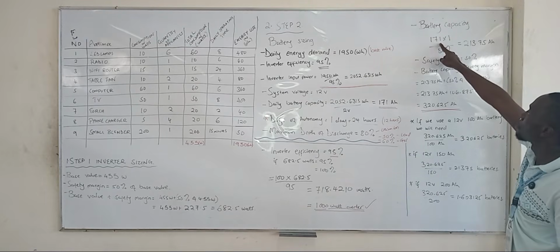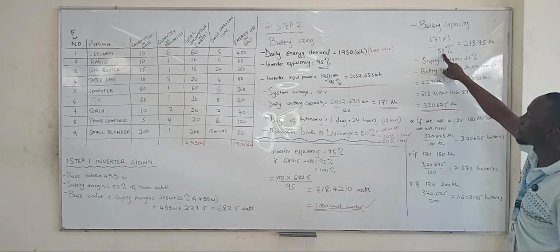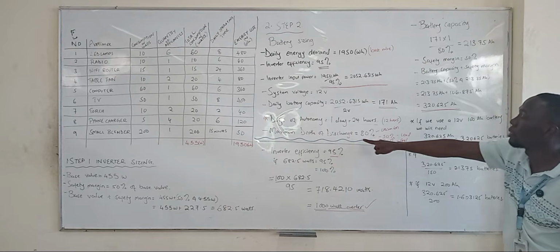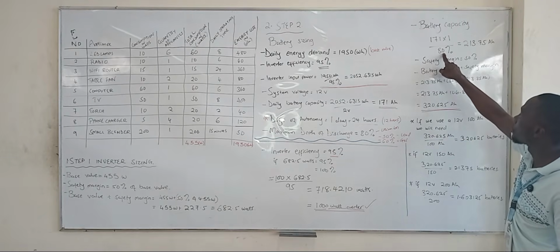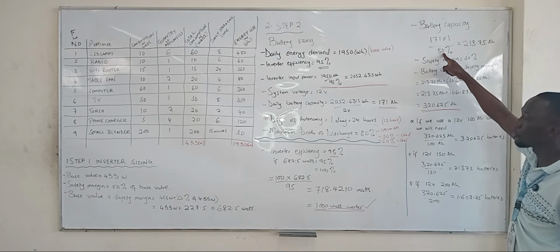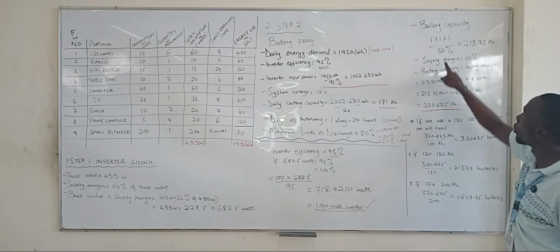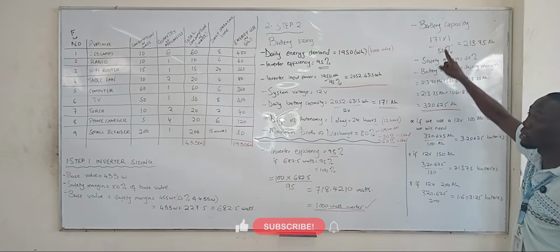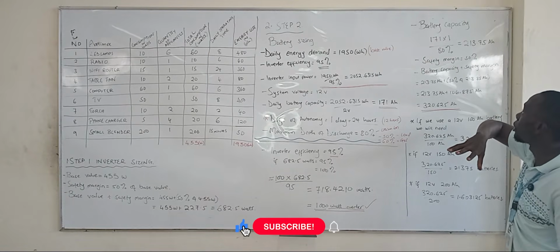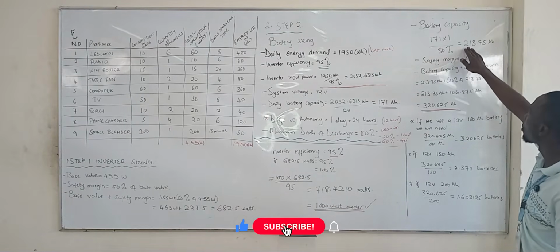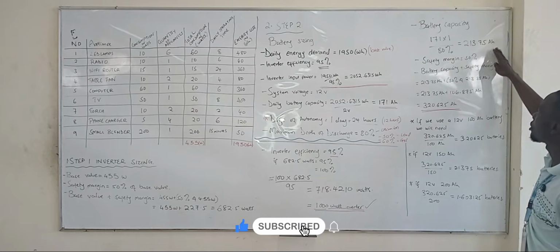So we'll use 171 times 1 divided by 80%, and this 80% we've said is the depth of discharge. If we change this value, or we intend to use a different battery chemistry, let's say lead or gel, we'll use here 50 or 60 depending now on the battery that we will employ. So when you do this math, you get 213.75 Ah.